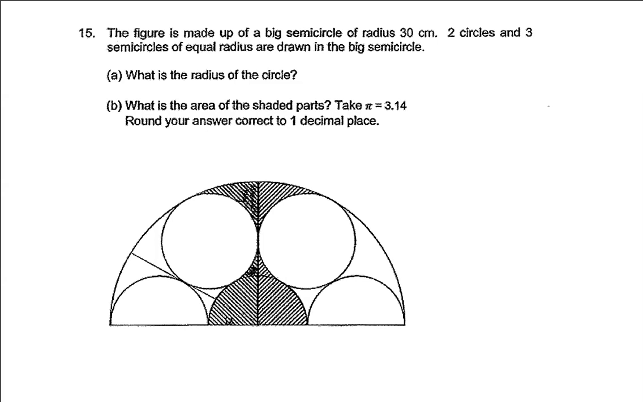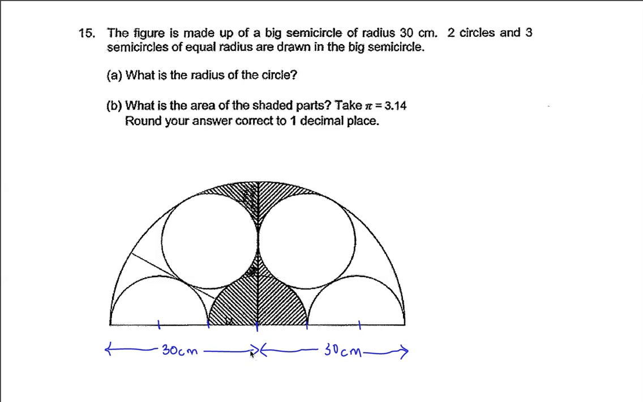Question 15. The figure is made up of a big semicircle of radius 30 cm. Two circles and three semicircles of equal radius are drawn into the big semicircle. A. What is the radius of the circle? B. What is the area of the shaded parts? Take pi equals to 3.14. Round off your answer correct to 1 decimal place.